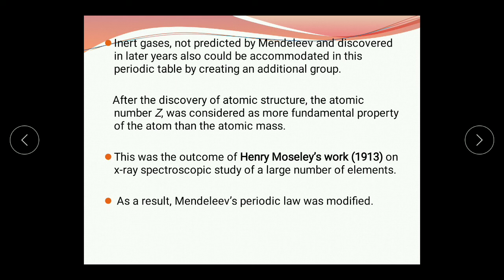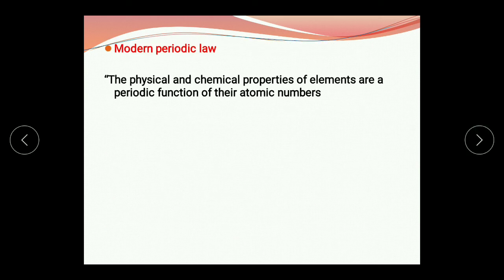Hence, if atomic number is considered instead of atomic mass, then Mendeleev's periodic law should be modified. And hence, it was modified, and a new periodic law called the modern periodic law came into existence. This modern periodic law states: the physical and chemical properties of elements are a periodic function of their atomic number. Only one word changes, that is number instead of mass. So atomic number is the more fundamental term. All other words, all other meaning remains the same.